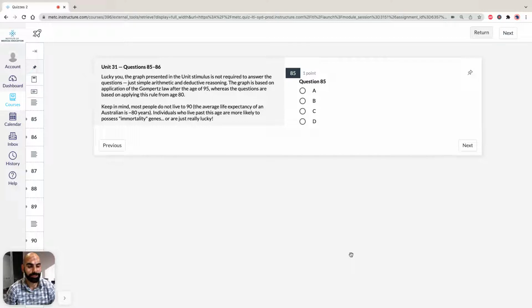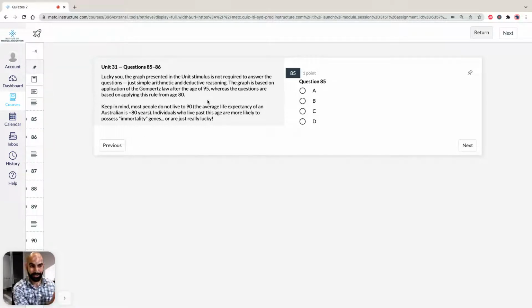We're going to take a look at solutions to Section 3 of ACER's GAMSAT Pink Booklet, Practice Test 3, specifically Unit 31, questions 85 to 86. In this unit, we're going to take a look at a figure that summarizes some data about the age-specific mortality rate of elderly people in the US. Now, lucky you, I've got it written here.